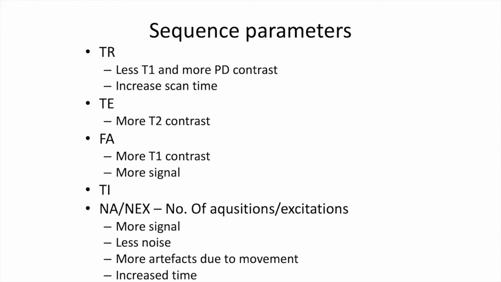The NA, or the number of acquisitions or excitations, is the amount of signal that is reacquired from a single voxel. So an increase in the number of acquisitions results in more signal and less noise. However, this results in artifacts if there is movement between the acquisitions, and this also results in an increase in the acquisition time.